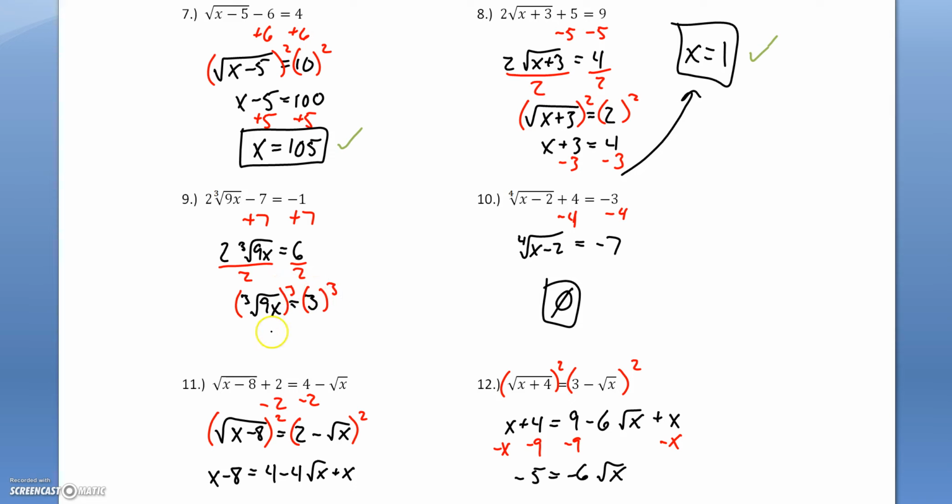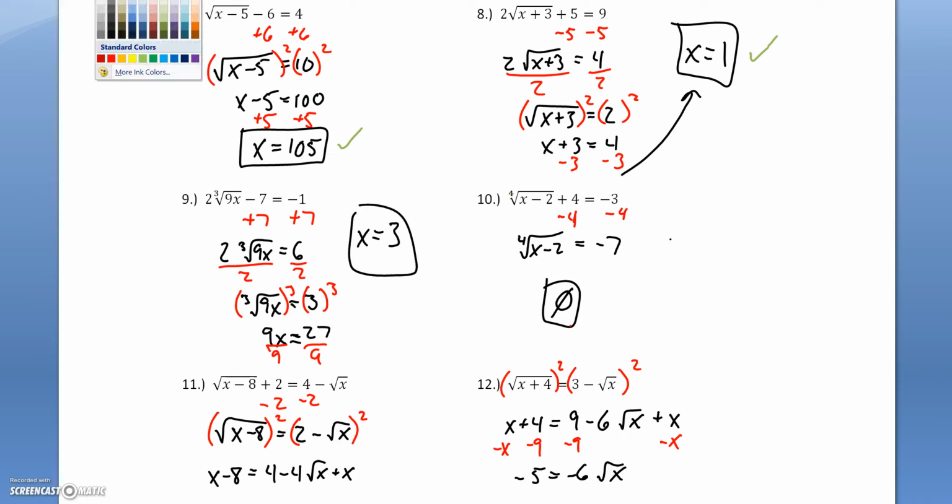And when I do that, it leaves me with 9x equals 27. And now I'm going to divide each side by the 9. So I find out that x equals 3. But again, plug it back in, make sure it works. I plug the 3 in, and it looks like it is going to work. Okay? So make sure you're plugging these back in. Check for extraneous solutions.